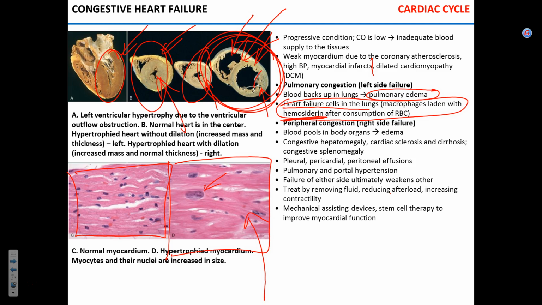Now, in the right side failure, patient will develop peripheral systemic congestion. So it will be characterized by edema in the various organs, elevated systemic pressure, backup of the blood will specifically affect portal system, leading to portal hypertension, okay, hepatomegaly, and splenomegaly. Those organs receive a lot of blood, so congestion will affect their size quite considerably.